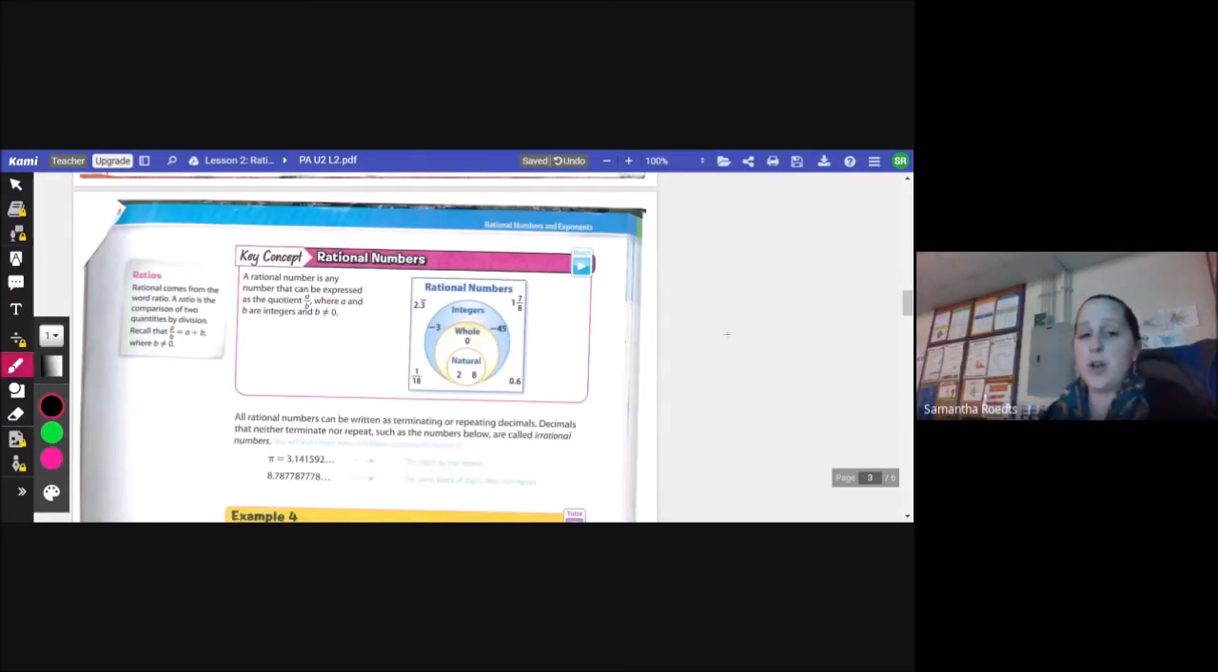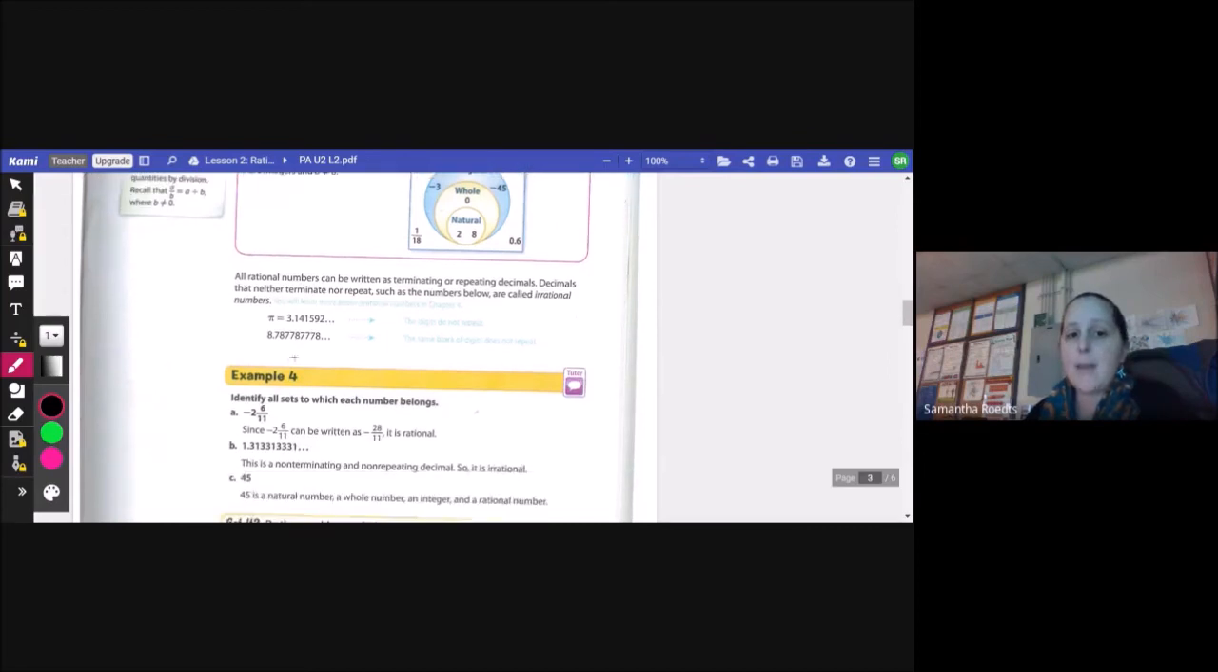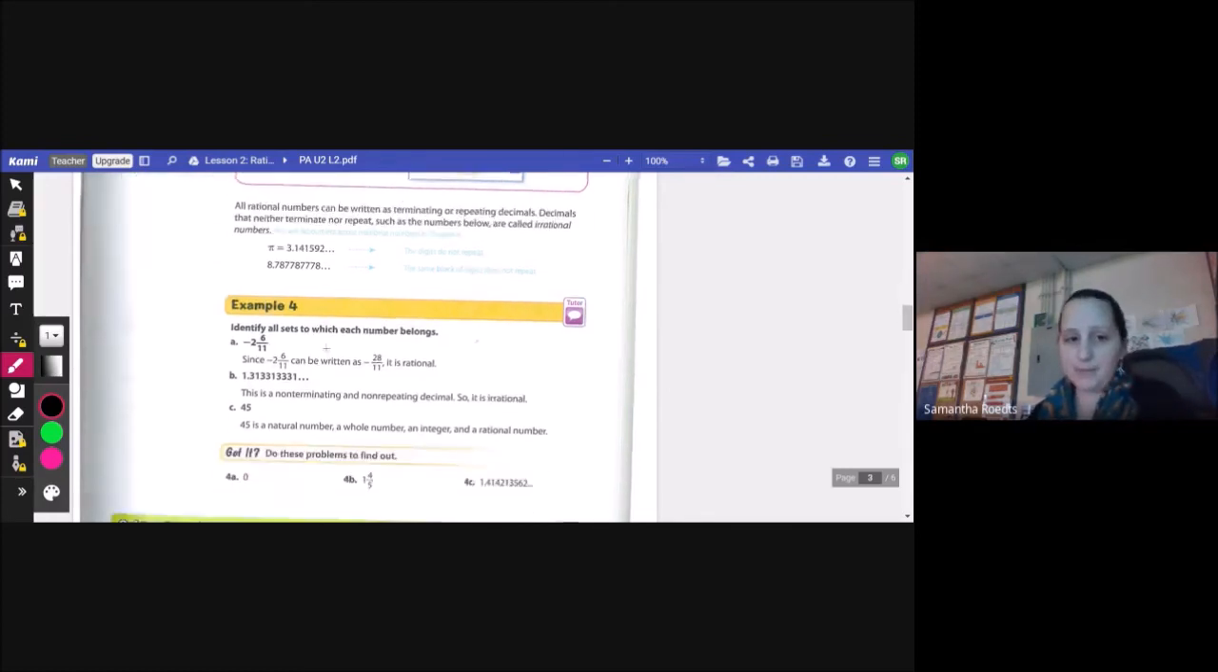All right, key concept, rational numbers. A rational number is any number that can be expressed as the quotient a over b, where a and b are integers and b is not equal to 0. So rational numbers contain integers, whole numbers, and natural numbers. All rational numbers can be written as terminating or repeating decimals. Decimals that neither terminate nor repeat, such as the numbers below, are called irrational numbers. Pi is a great example of an irrational number. Another is 8.7877 8777, where the sevens keep getting bigger, so there's no actual pattern. So this is also an irrational number.